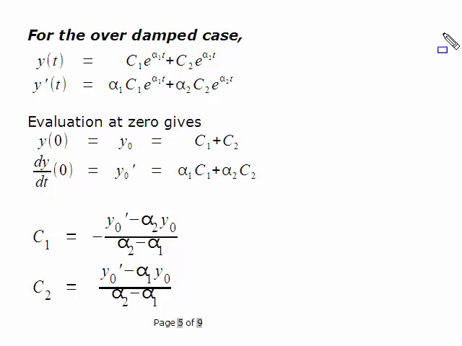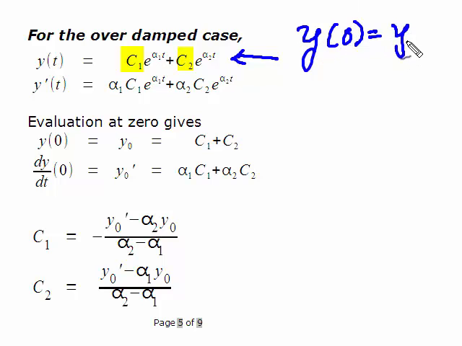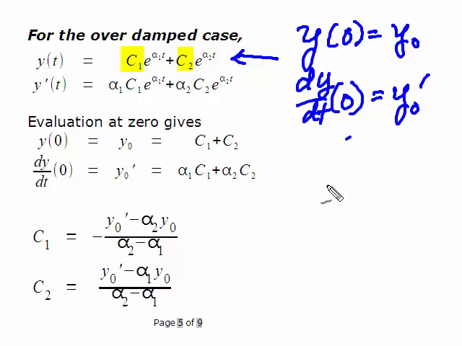So for the first case, this is your overdamped case. You can see the typical equation. I wrote it on the previous slide. Here were the solutions, and here's the C1 and the C2. Now, what are the initial conditions that we have? We've got the value of the function at time 0, which we call y0, and then we have the first derivative of the function evaluated at time 0, and we call that y0 prime.